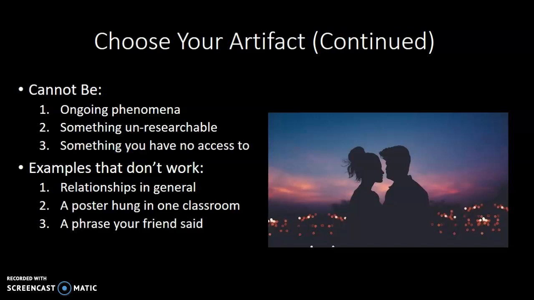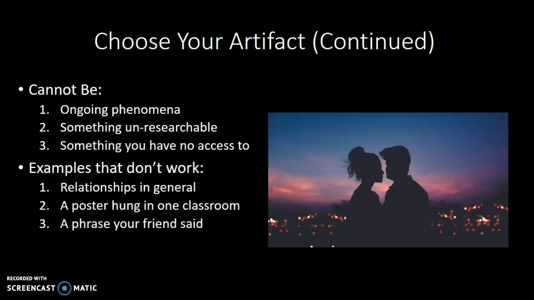So speaking of what it needs to be, let's talk about some things that you want to look out for when you're thinking about what artifact or topic you want to select for your communication analysis paper. So it cannot be an ongoing phenomena, something that you can't research, or something you don't have access to. For example, let's say I'm really interested in romantic relationships. Just in general, I want to study romantic relationships. That's not really going to work for this particular paper.